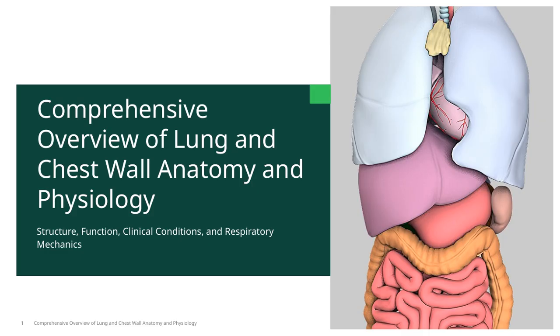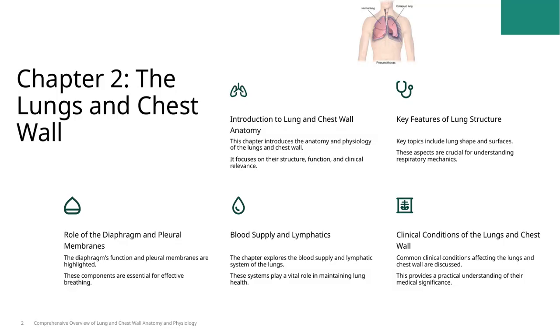Let's get started. Today, we'll discuss common clinical conditions that affect the lungs and chest wall. Understanding these conditions is vital because it helps us grasp their medical significance and how they impact patient health. We'll look into how the blood supply and lymphatic system of the lungs play a crucial role in maintaining lung health, ensuring proper oxygen exchange and immune function.